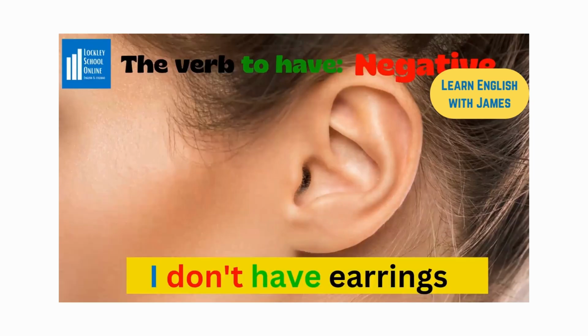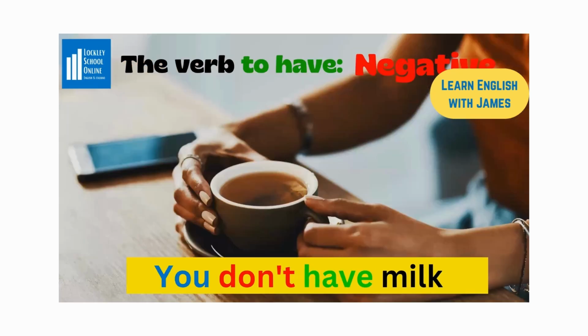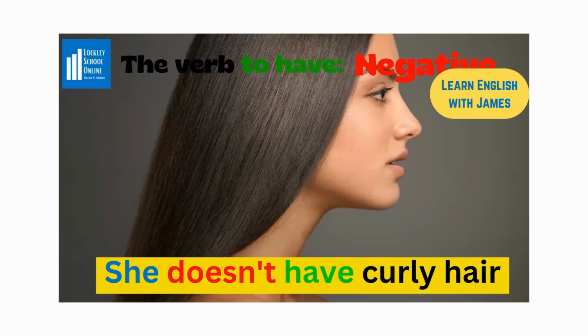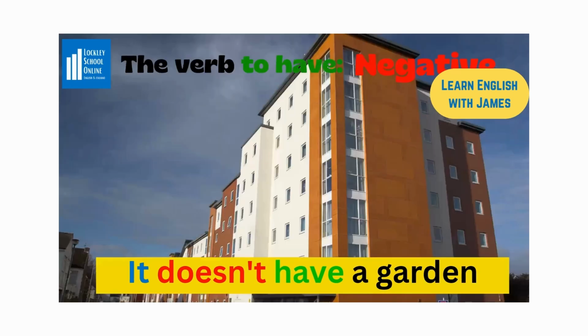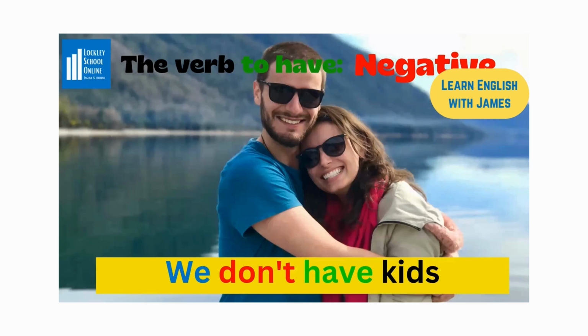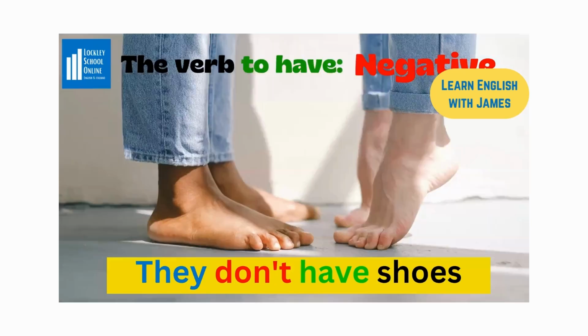Let's try some more. I don't have earrings. You don't have milk. She doesn't have curly hair. He doesn't have glasses. It doesn't have a garden. We don't have kids. And they don't have shoes.